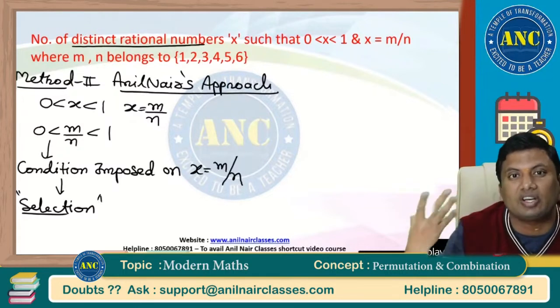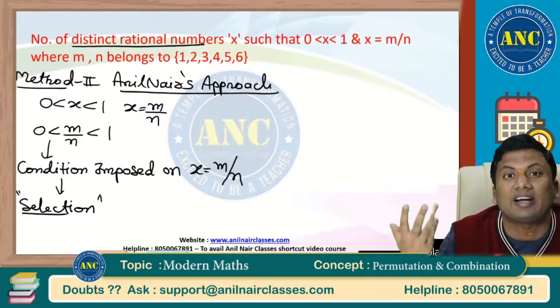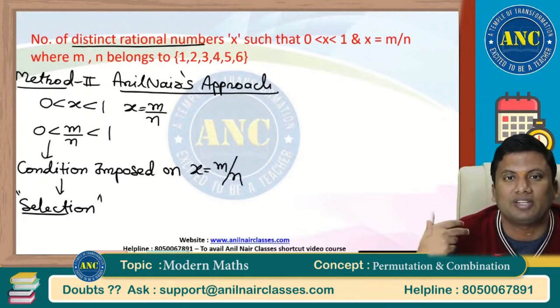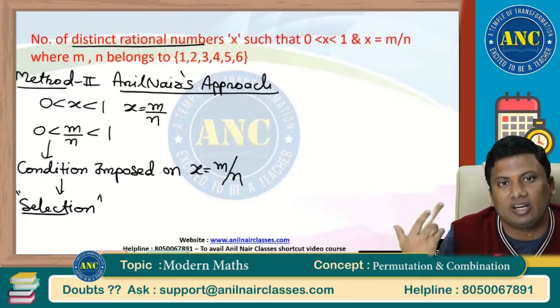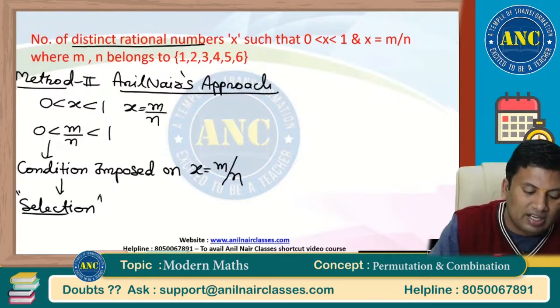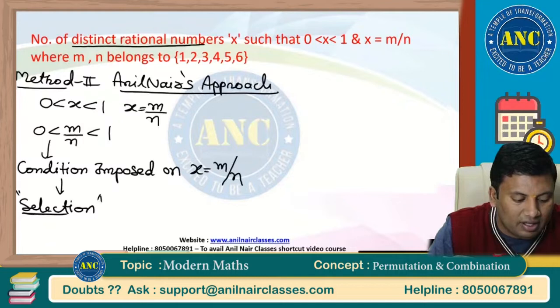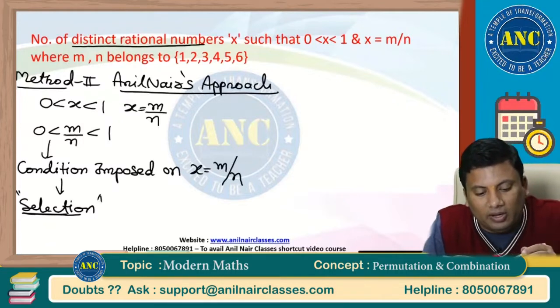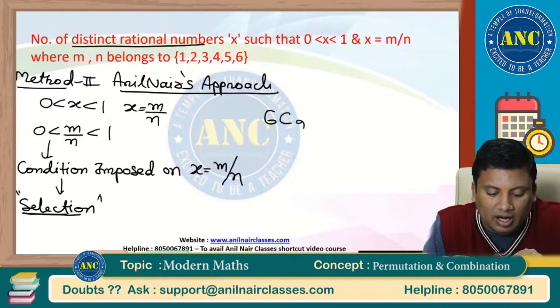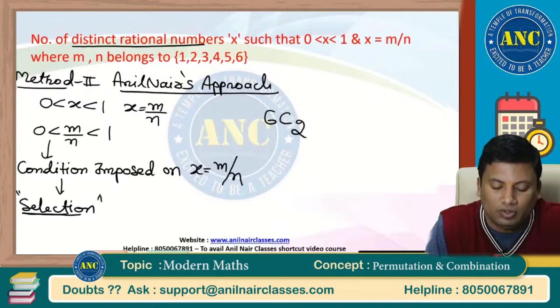Whenever the word selection comes, how will you select people? You will select people based on a criterion, based on a condition. If the condition is satisfied, then the people are selected. So whenever there is a condition imposed on a question, I will use selection. That means how many values are there? Out of 6, I need a numerator and a denominator. Out of 6, I will select 2.